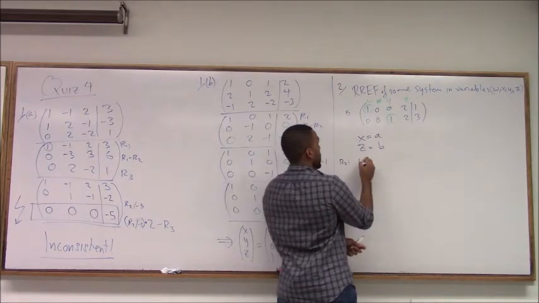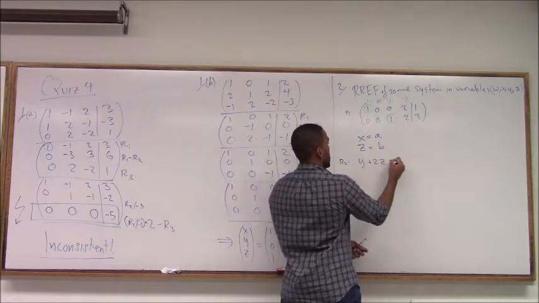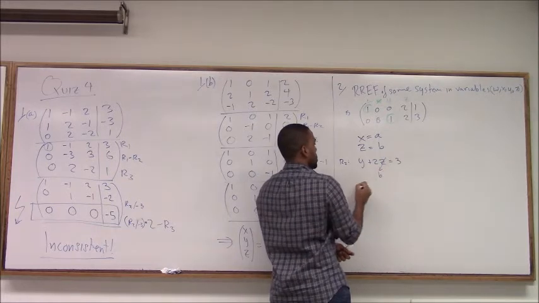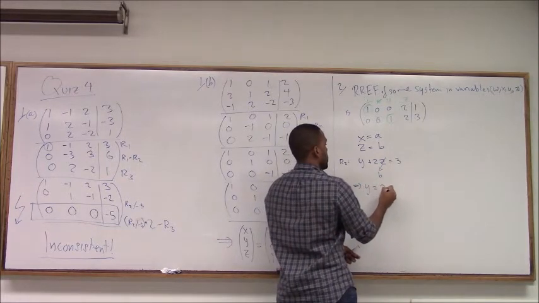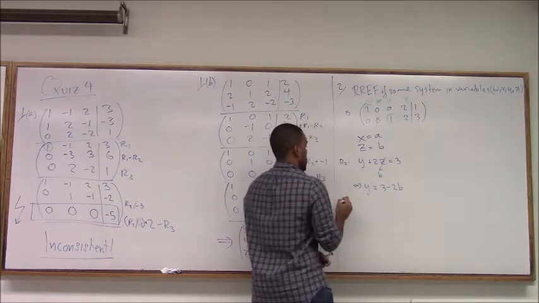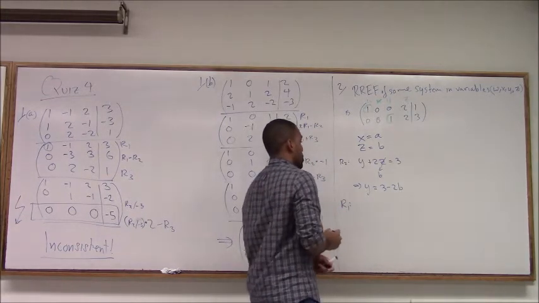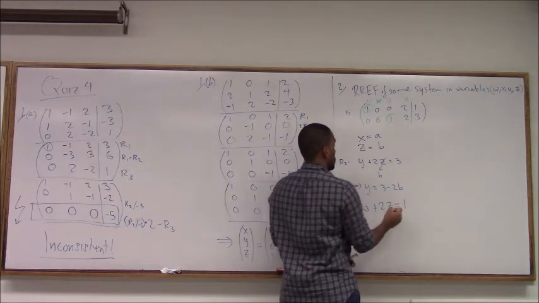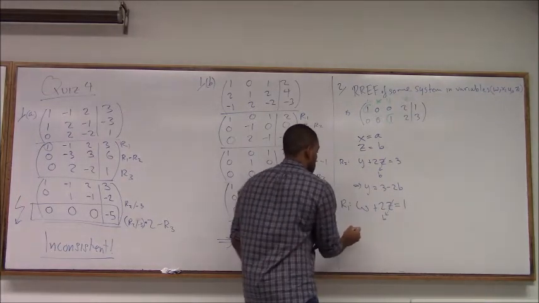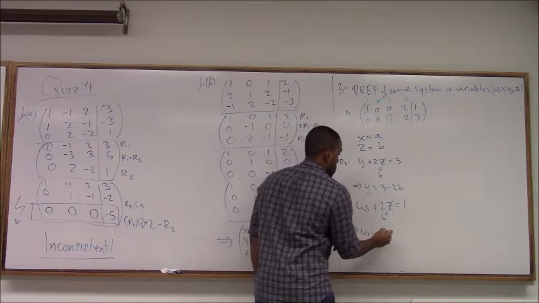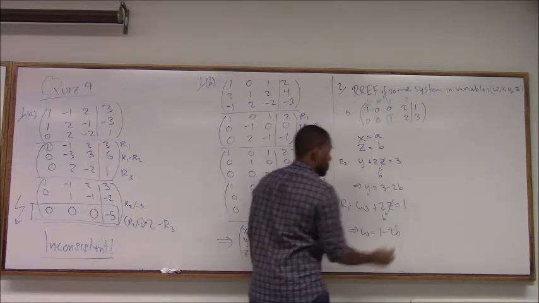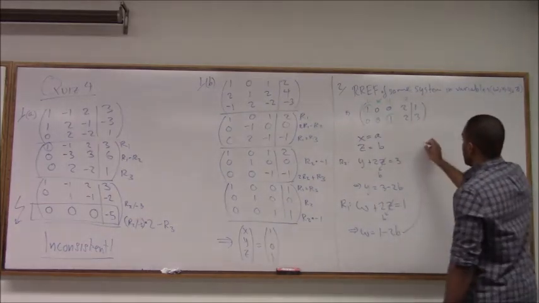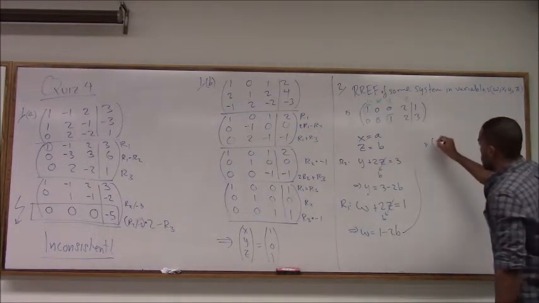Row 2 says y plus 2z is equal to 3, but my z is b. So this means that my y is equal to 3 minus 2b. Move up to row 1. Row 1 tells me that w plus 2z is equal to 1, but remember my z is b. So this means that my w is going to be 1 minus 2b.